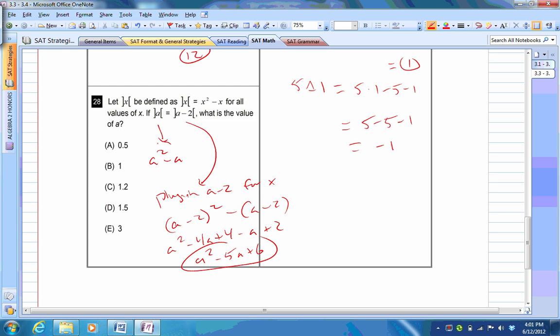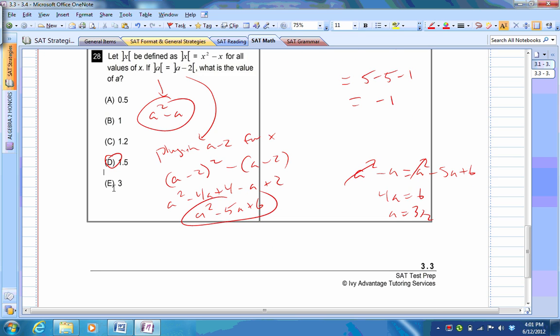So these two have to be equal to each other, so we work it out. Cancel, cancel. 4a equals 6. A equals 3/2. And so the answer will be 1.5. So we just get D for that one. So we'll have an opportunity to practice when we meet again.